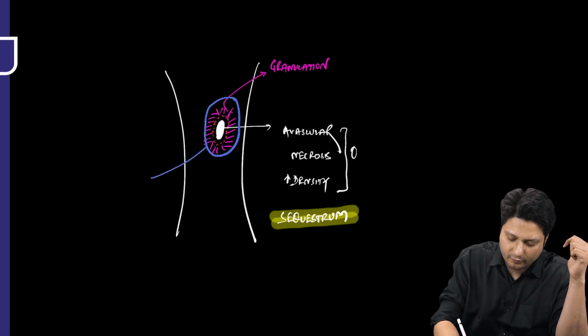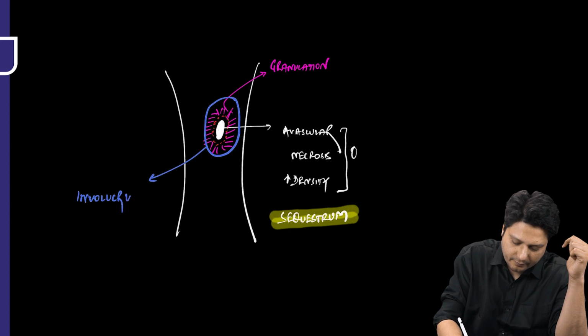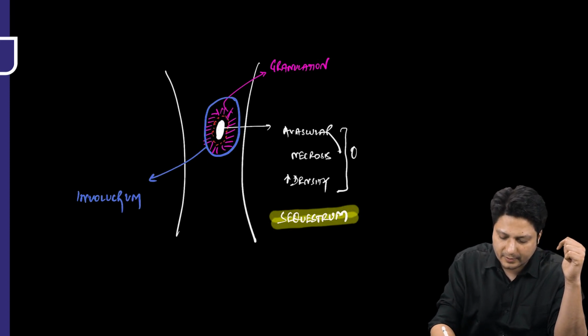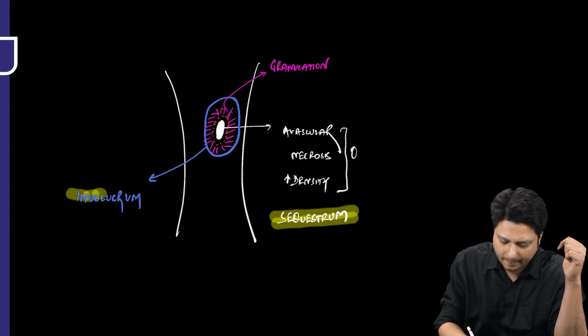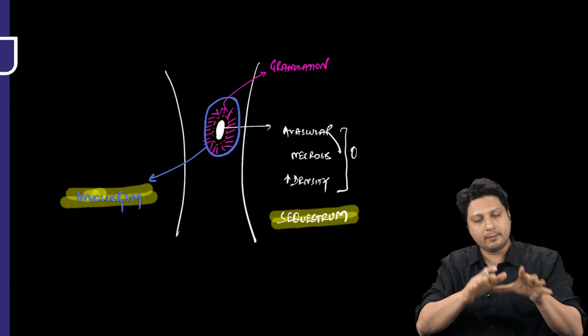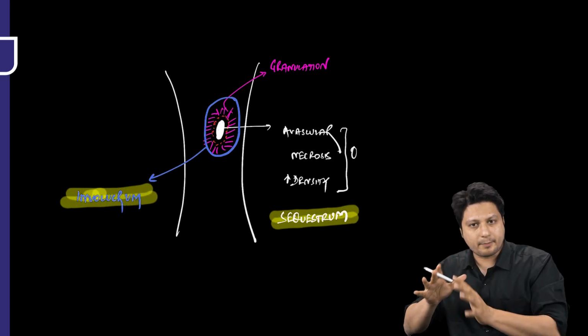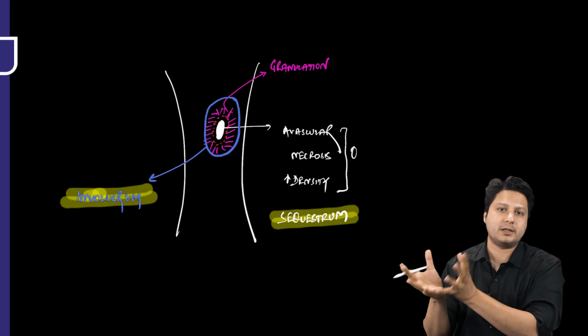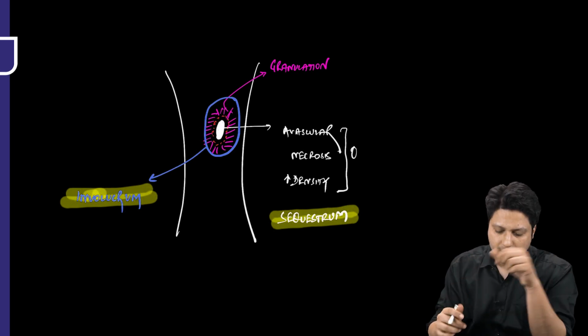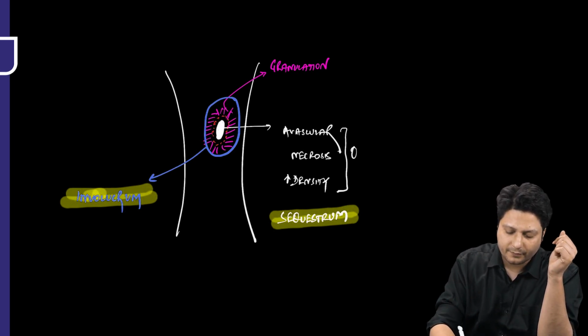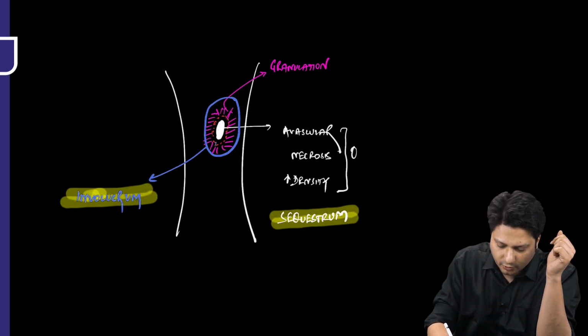And this reactive bone formation is known by the name of involucrum. Alright, so involucrum is a reactive bone formation, which is a normal bone which is trying to limit the progression of this inflammatory pathology. So this is involucrum.